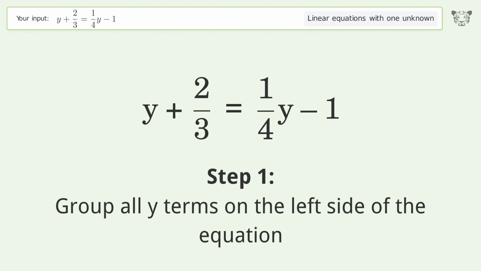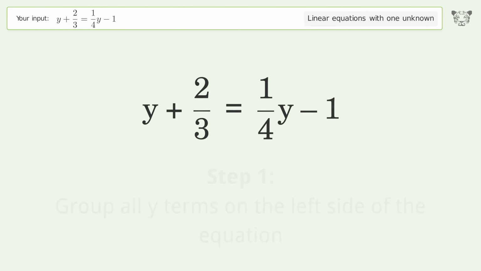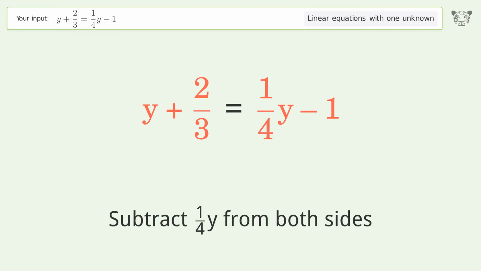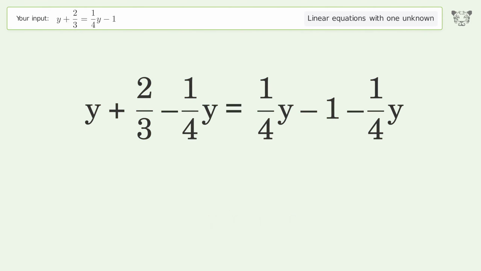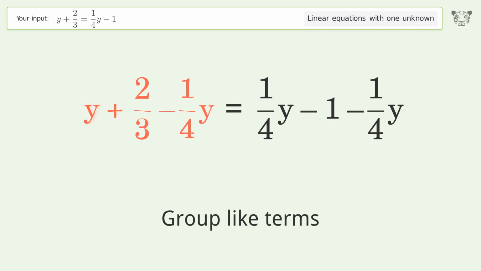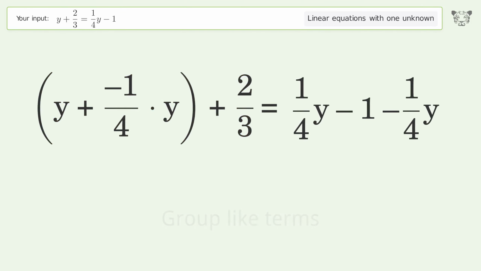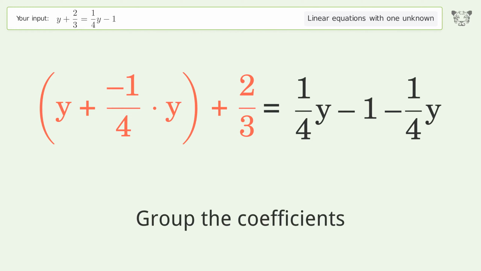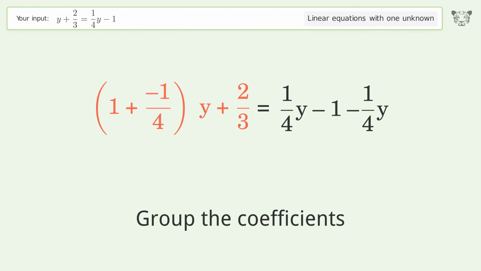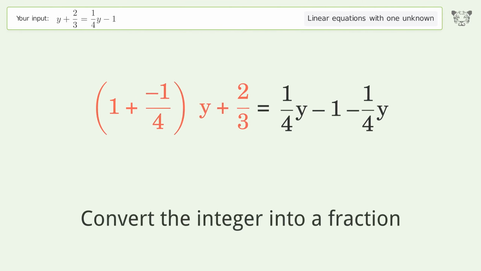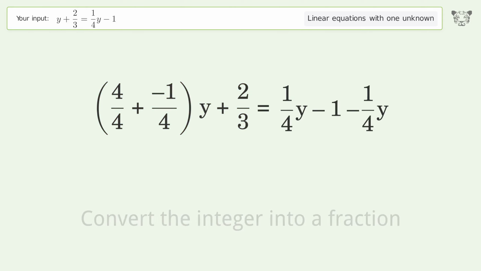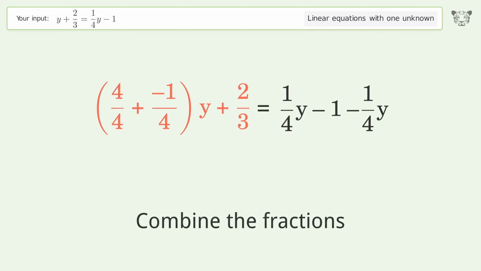Group all y terms on the left side of the equation. Subtract 1/4y from both sides. Group like terms. Group the coefficients. Convert the integer into a fraction. Combine the fractions.